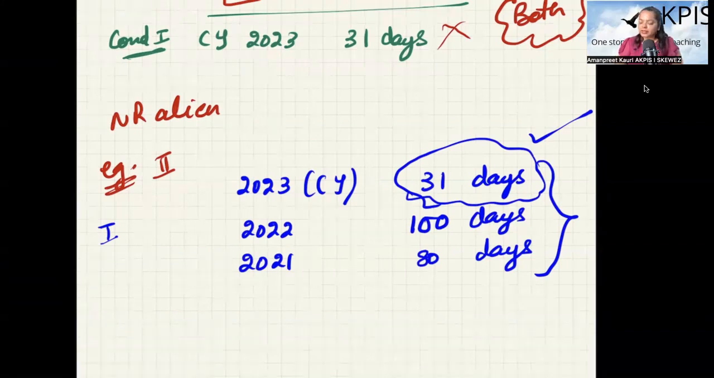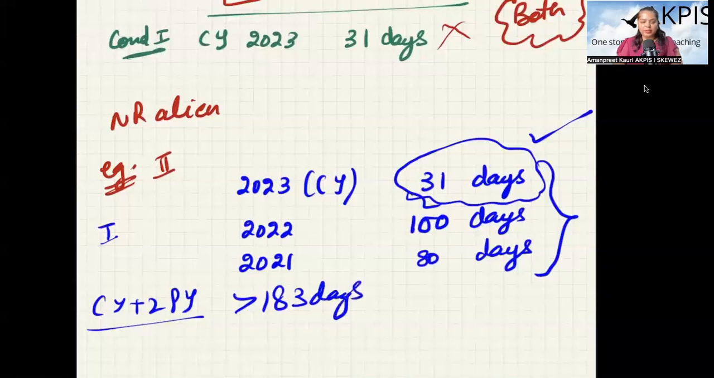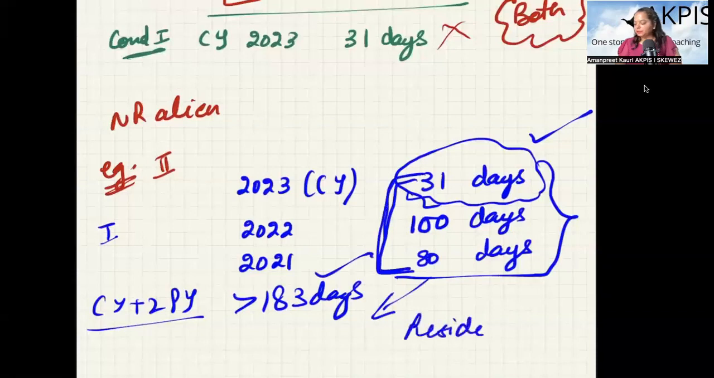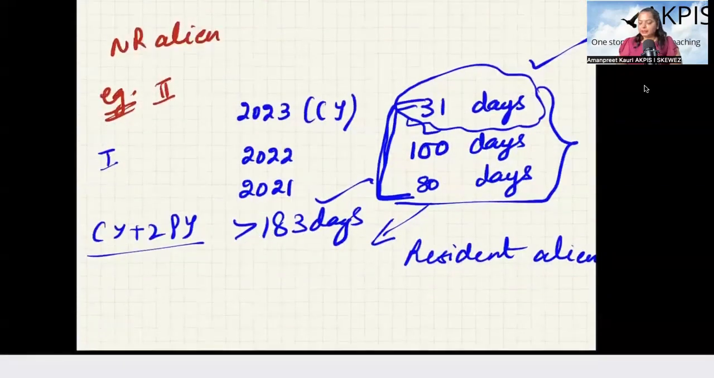The second condition is current year plus 2 previous years, at least 183 days, 183 days or more. So he's there for more than 183 days. In this very particular situation, if we add all these days, it's more than 183 days. So he's a resident alien. But let's change the example a little bit.